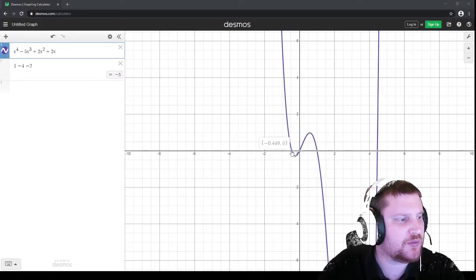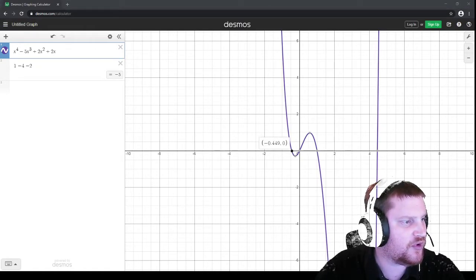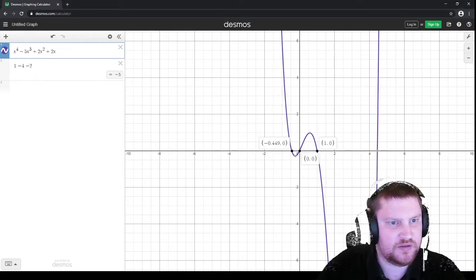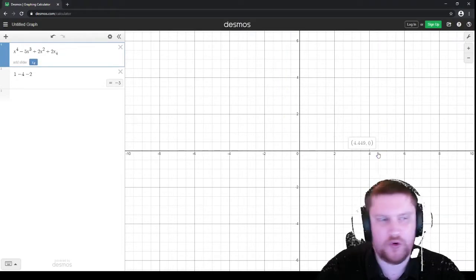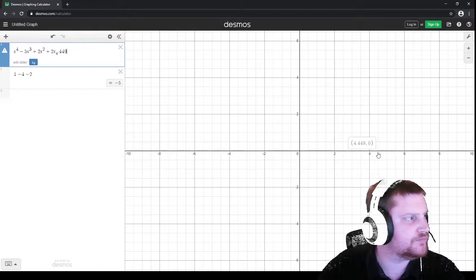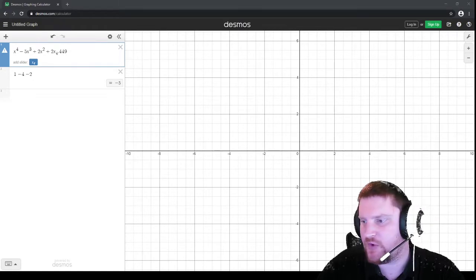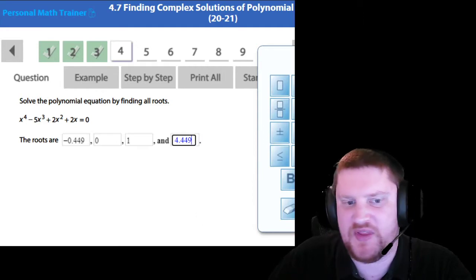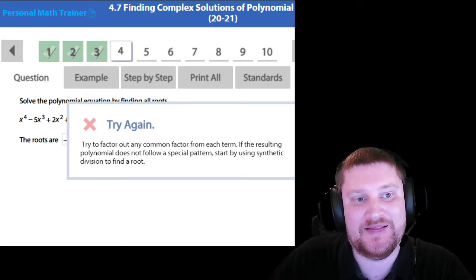Oh, and I didn't show you that that previous one was correct. Anyways, let me just type in what they have here. They have -0.449, and they have 0, and they have 1, and they have 4.449. So if I plug in all 4 of those, which is what they had, and I click check answer, it's going to tell us that one of them is wrong. At least one of them.